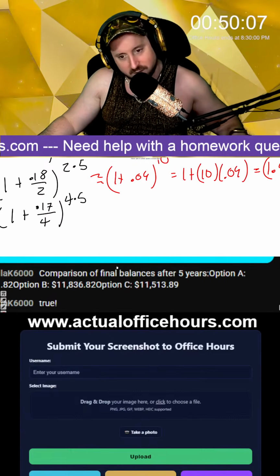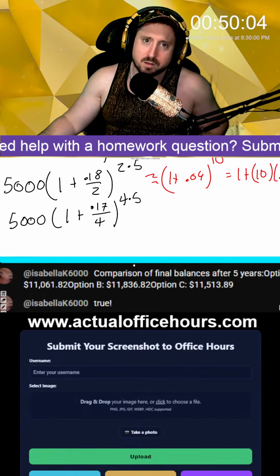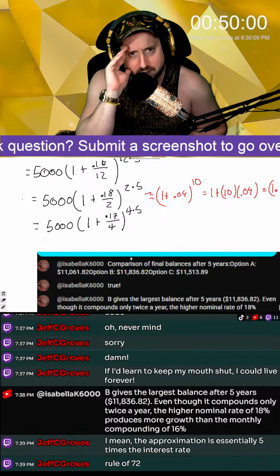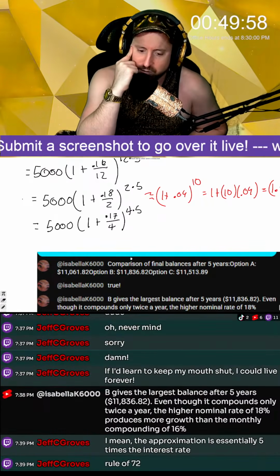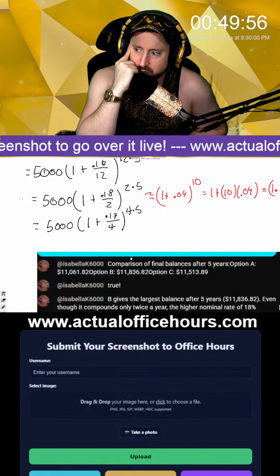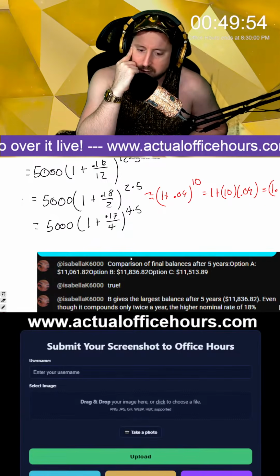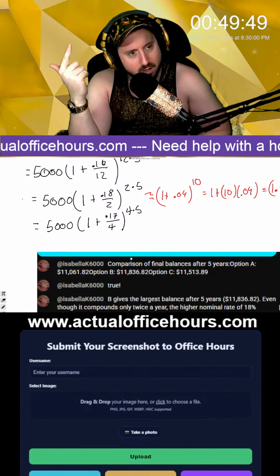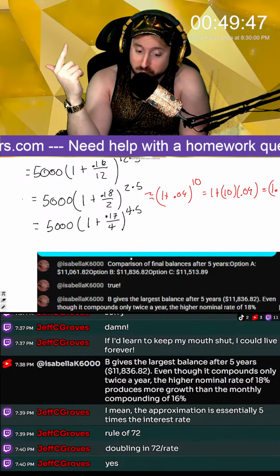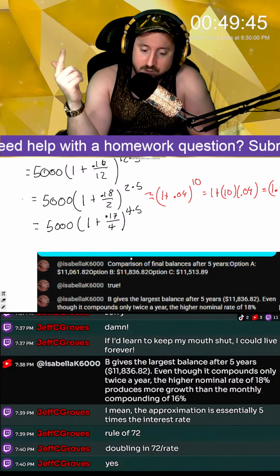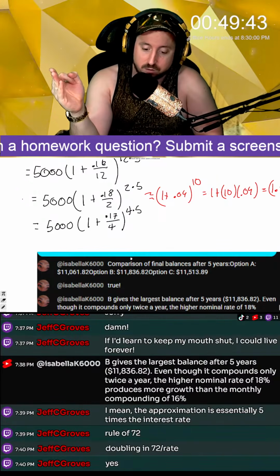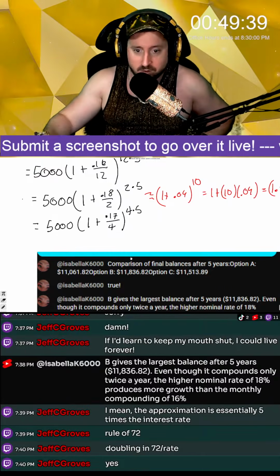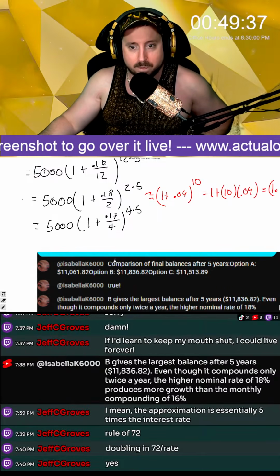Remind me the rule of 72? 72 divided by the interest rate is the amount of years it takes for something to double. Okay, cool. So for instance, if you had something at a 36% interest rate, 72 over 36 would mean 2 years for it to double. Okay, so the correct answer here is B.